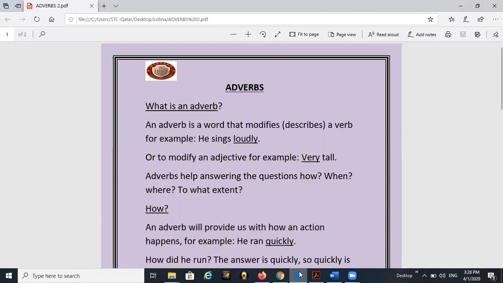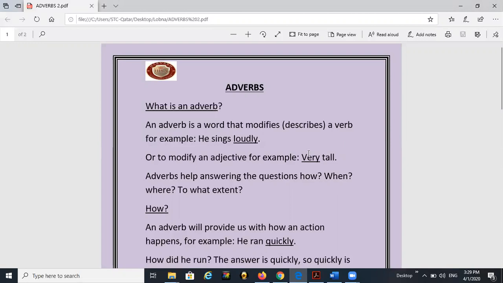An adverb is a word that modifies or describes a verb. For example, he sings loudly. The word loudly here is an adverb. Another thing, an adverb can modify an adjective. For example, very tall. Tall here is an adjective, and the word very is an adverb.